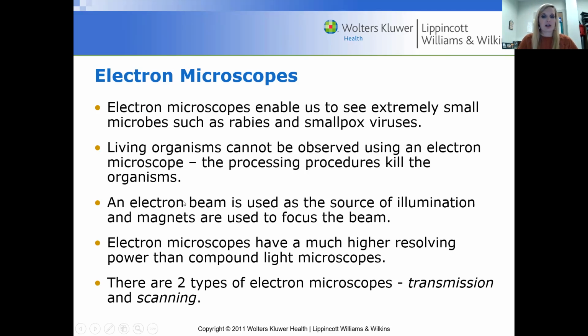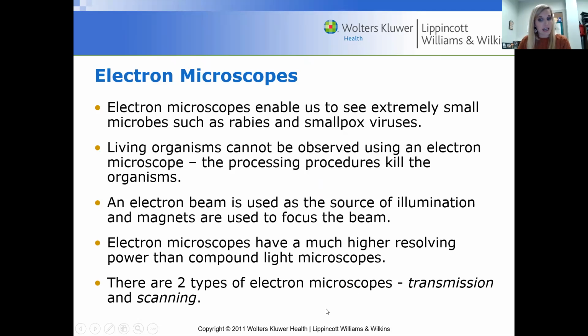And again, as it mentions there, an electron beam is used as that source of illumination instead of just light. This is going to be a little bit more harsh. So an electron beam is used and magnets are used to help focus that beam. And that again is going to help bring up that magnification a whole lot greater. So electron microscopes have a much higher resolving power than your compound light microscopes.